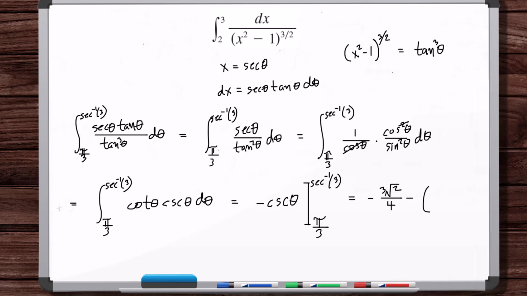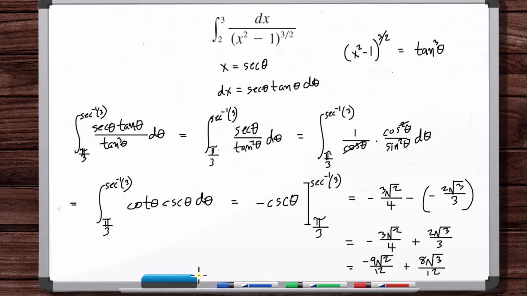Minus 2 root 3 over 3. Okay, so we've got, multiply this times 3 over 3 minus 9 root 2, and then multiply this times 4 over 4. So 8 root 3 minus 9 root 2 over 12.